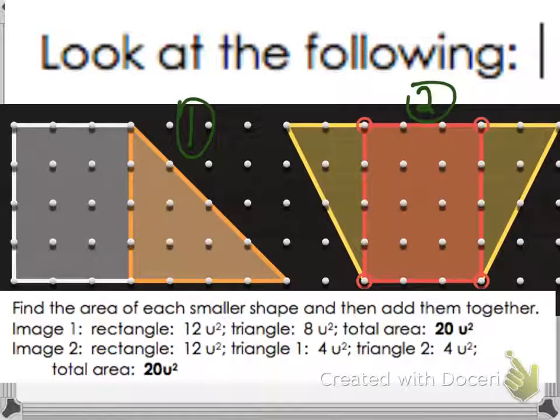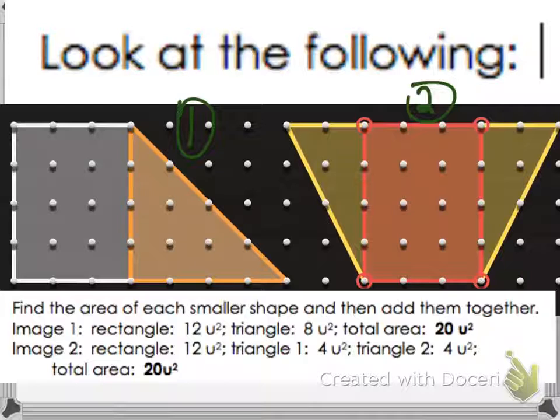If you look at both of these, what I did, with the right trapezoid on the left, was break it up into a triangle and a rectangle. If you find the area of the smaller shapes and then add them together, you will get the area of that trapezoid. The inside rectangle on example 1 is 12 units squared. That triangle is 8, giving us a total area of 20.